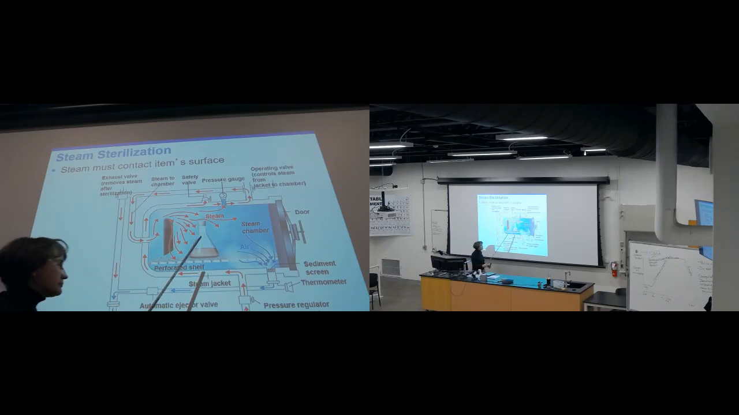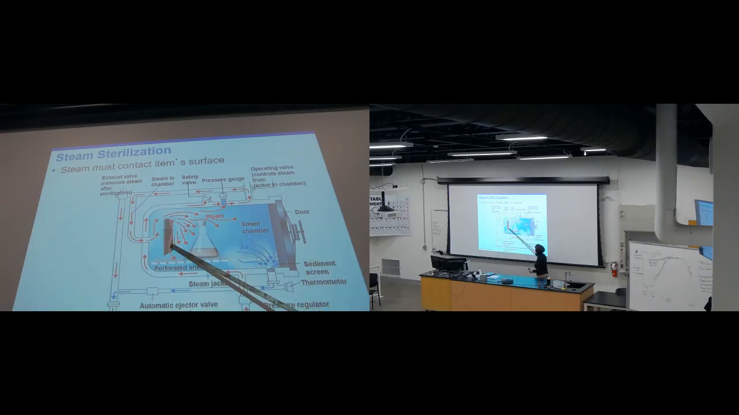So here is a longitudinal inner view of these autoclaves. These will be the walls of the autoclave. This will be the door. Of course, when the door is open, you can put your instruments in. It has this perforated shelf, and a source of water that brings the water into the chamber, and then you create steam with increased temperature.